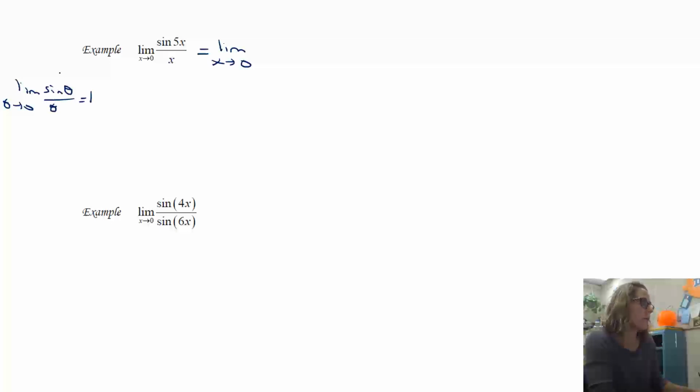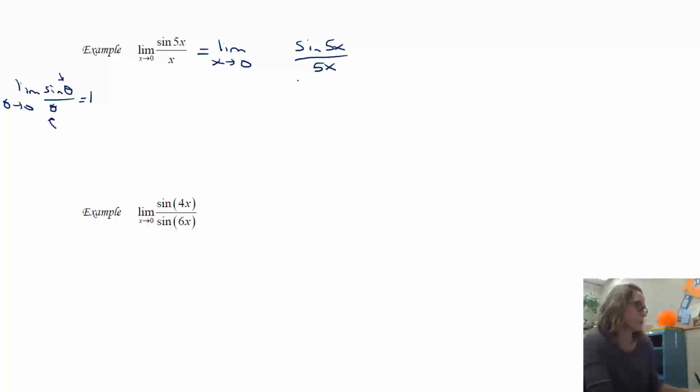The key thing being that you have a theta here, you have a theta here. More importantly, you just have the same thing. So you need the same thing here, but you don't have it. So in order to use that limit from the beginning of today, we have to have a 5x. So notice I basically just put a 5x in my denominator.